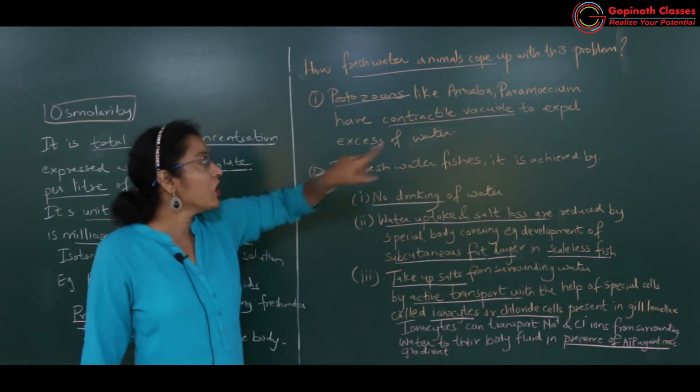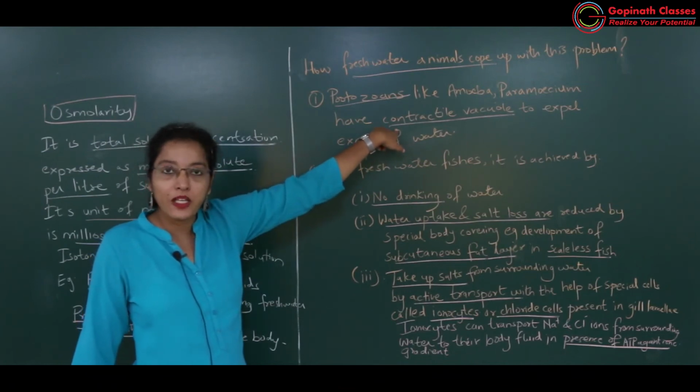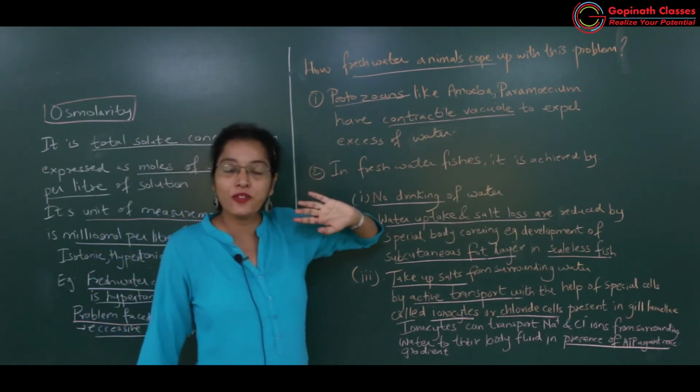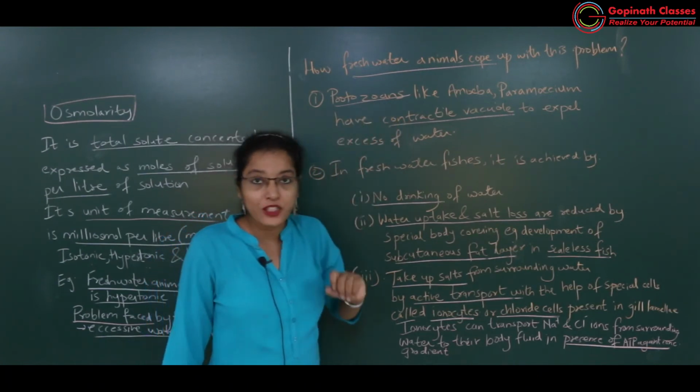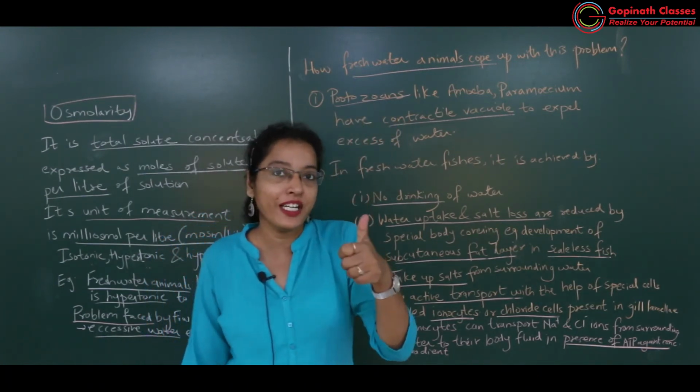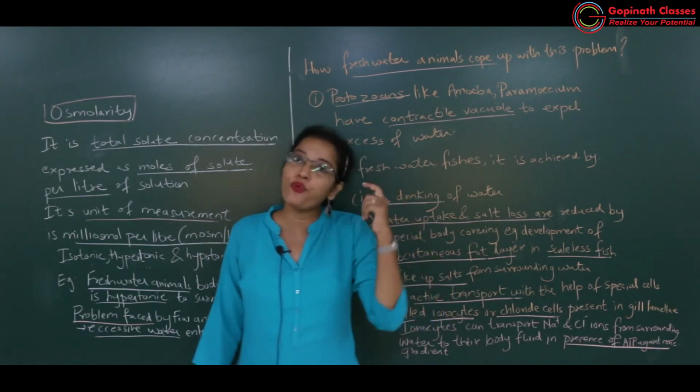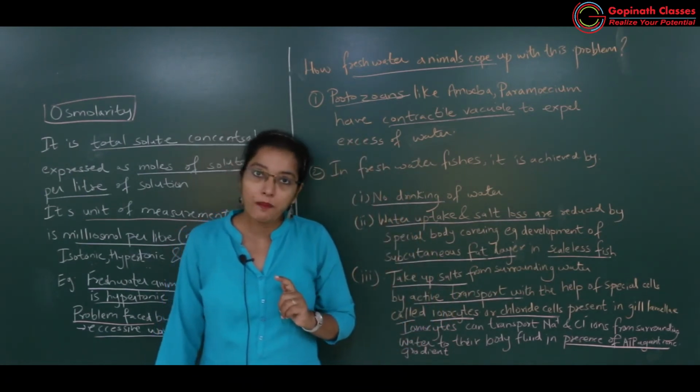Okay, got it? So the contractile vacuole is there in them. Isn't it one adaptation seen in these protozoans to cope up with which problem? Excessive entry of water and excessive loss of ions from the body.